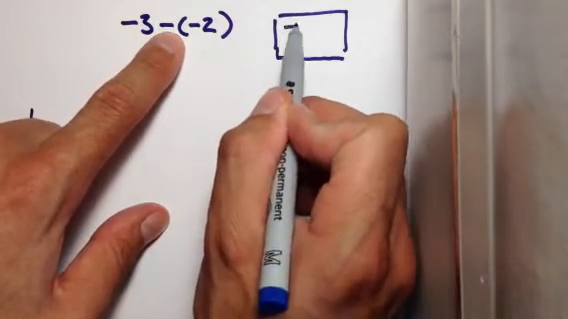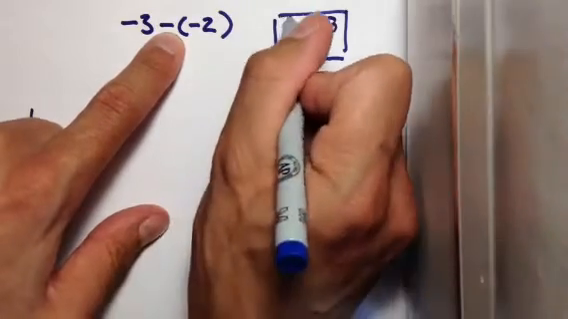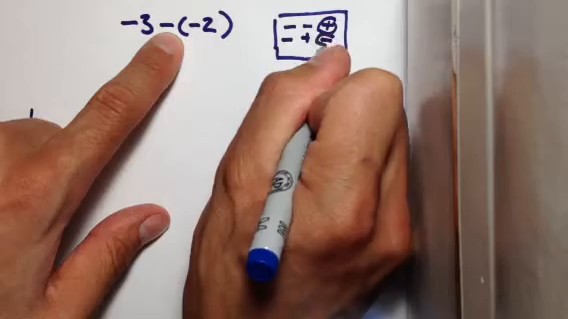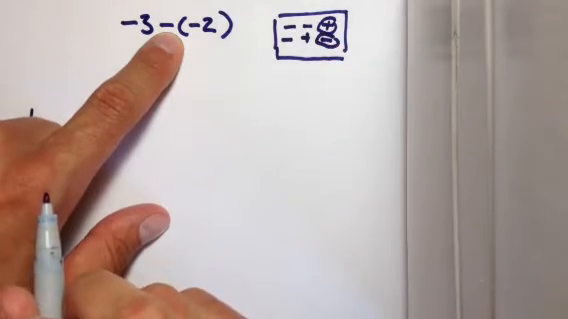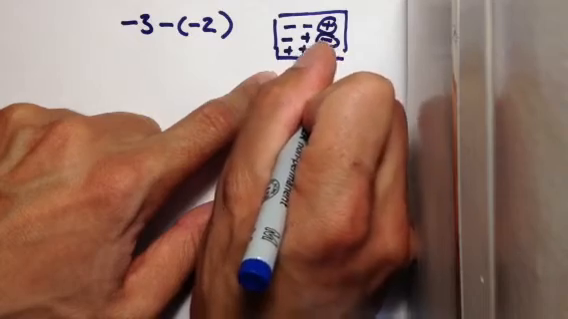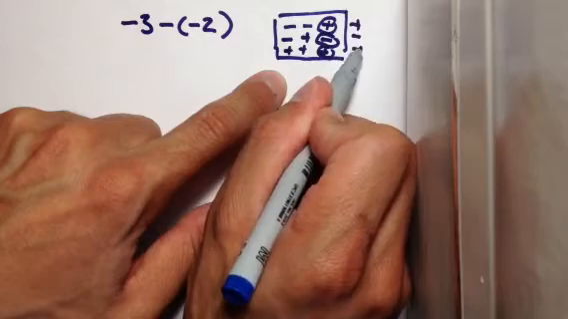So if you have two negatives, they're always going to make a positive. If you have a negative and a positive, your negative is always going to win, so you end up with a negative. And if you end up with two positives, you're just going to end up with a positive. So maybe just write that out again: positive, negative, and positive.